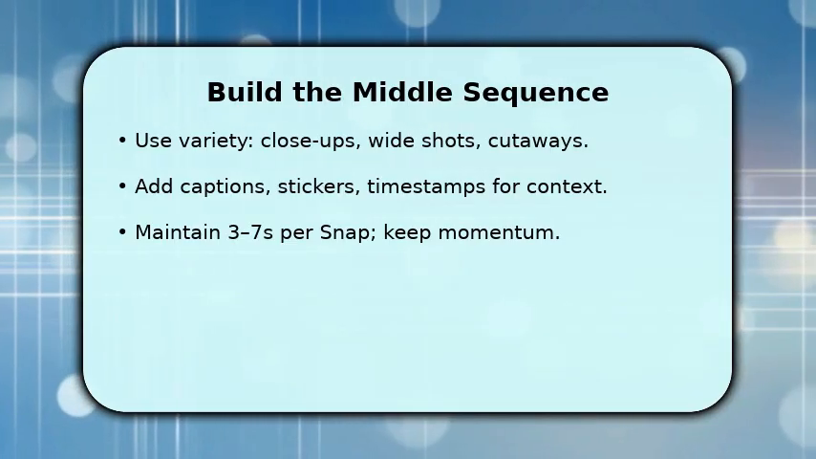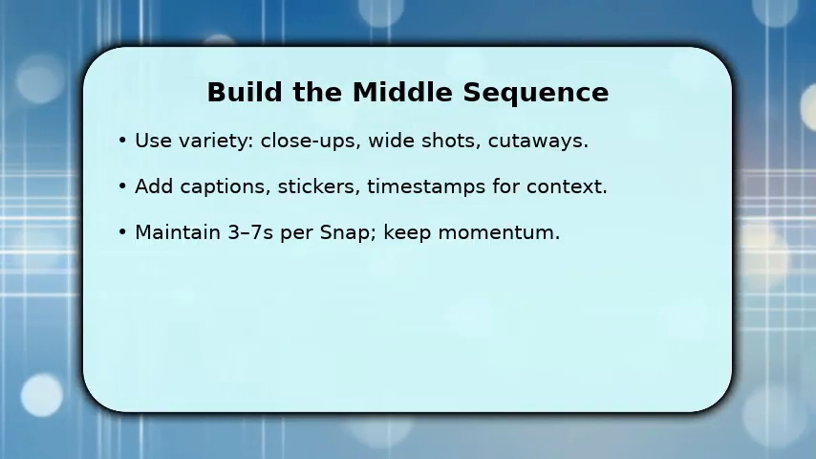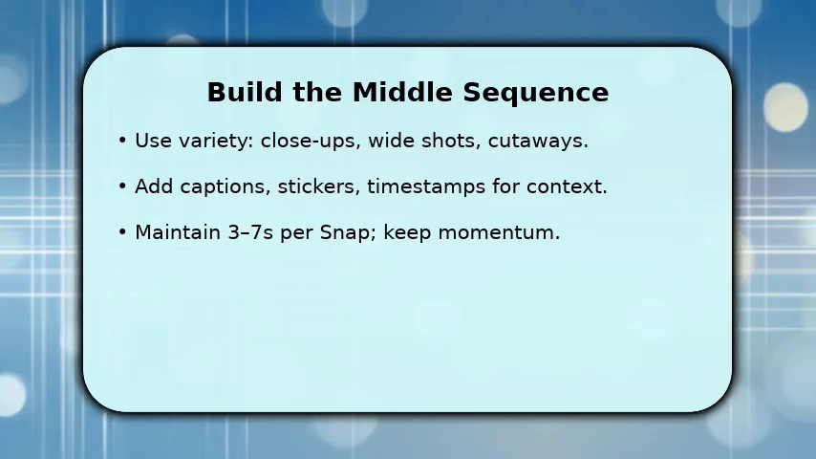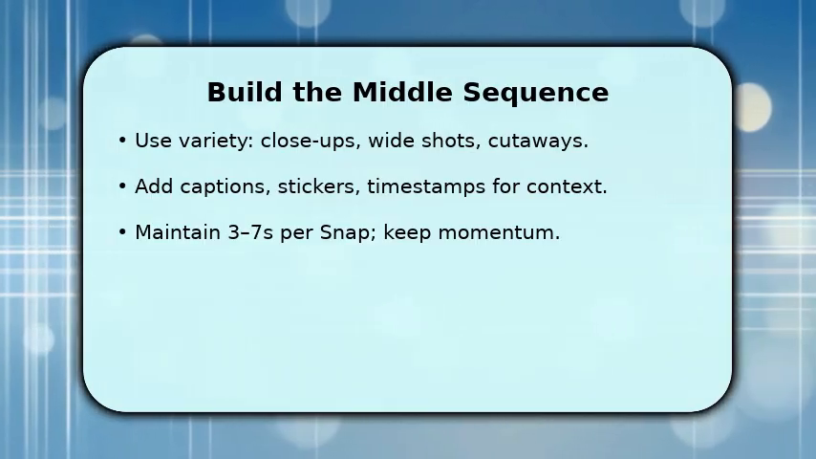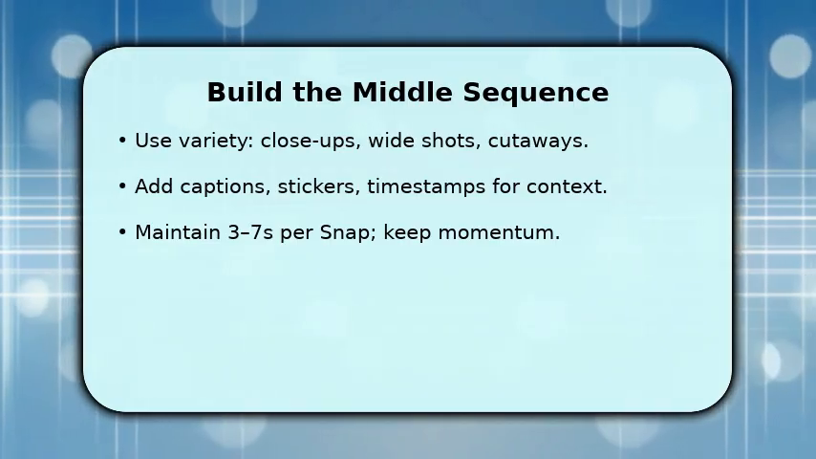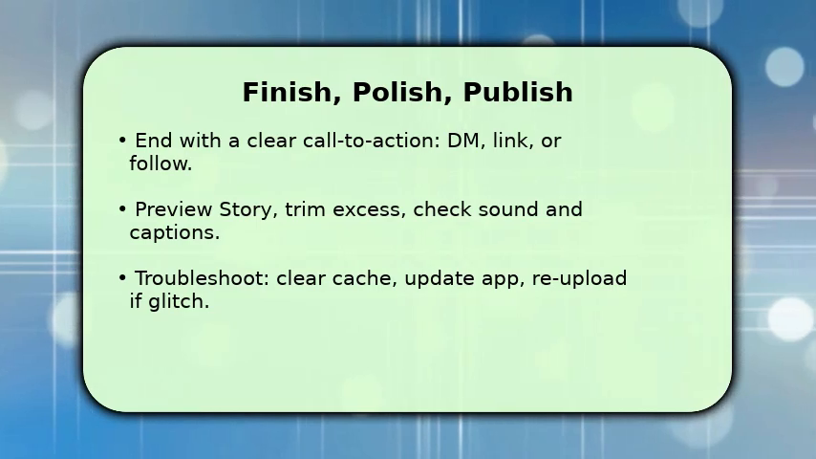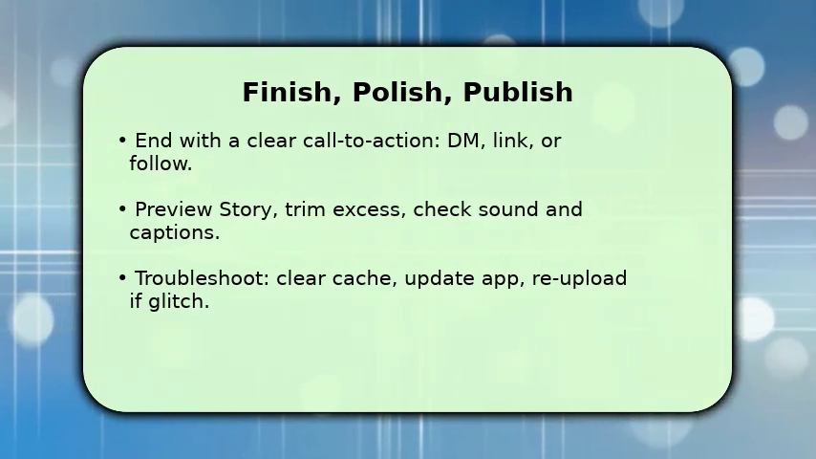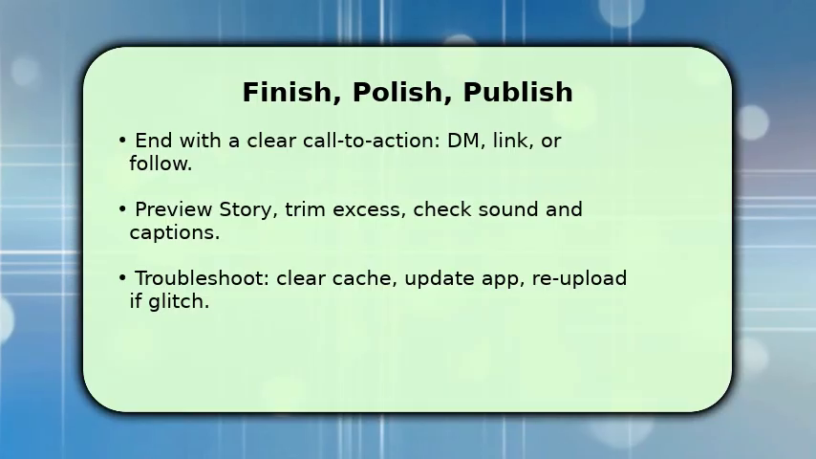As you record, aim for 3 to 7 seconds per snap so viewers can absorb each point but still feel momentum. If you're explaining something, break it into short steps and use arrows or highlights to direct attention. To finish, create a satisfying conclusion that tells viewers what to do next, message you, swipe up, or follow.